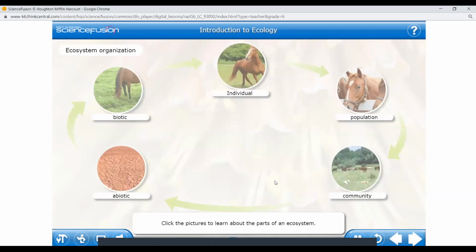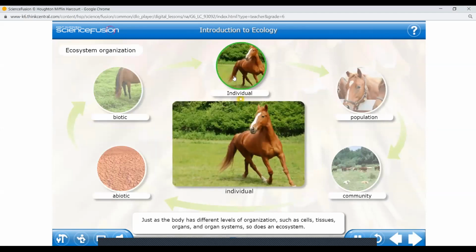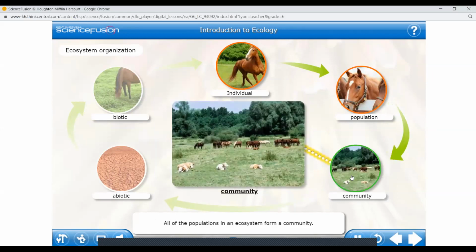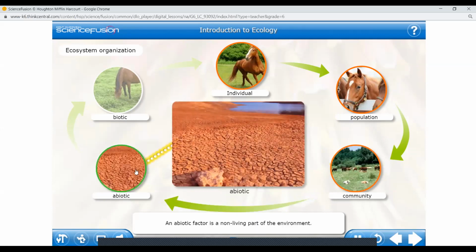Click the pictures to learn about the parts of an ecosystem. Just as the body has different levels of organization, such as cells, tissues, organs, and organ systems, so does an ecosystem. The basic level of organization in an ecosystem is an individual organism. A population is all of the individuals of the same kind living together in an area. All of the horses in this group belong to one population. All of the populations in an ecosystem form a community. This community includes not only the population of horses, but also the plants and any other animals that live in this ecosystem. An abiotic factor is a non-living part of the environment. Rocks, air, sunlight, soil.